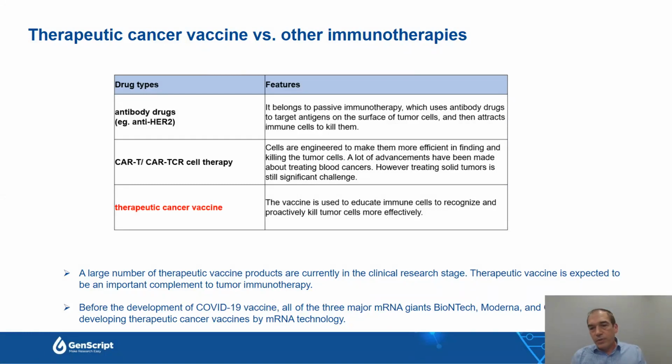A large number of therapeutic vaccines are currently in clinical and research stage. Therapeutic vaccines are expected to be a very important complement to tumor immunotherapies. And a lot of the companies that developed the COVID vaccines were companies that previously were working on therapeutic vaccines: BioNTech, Moderna, CureVac. Hopefully they're going to be launching their therapeutic vaccines very soon.